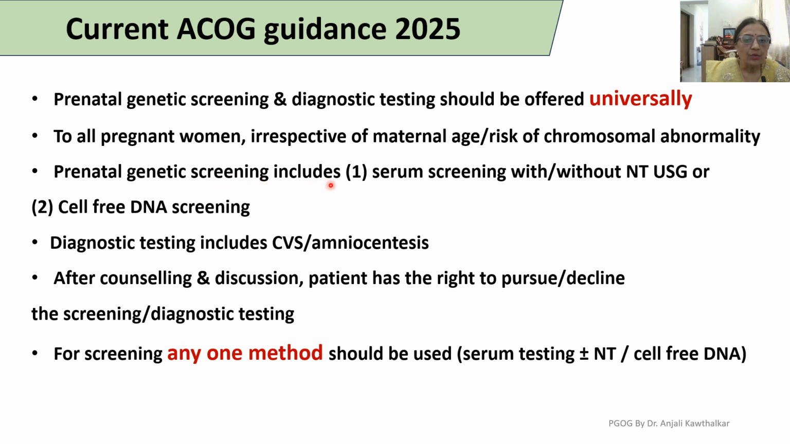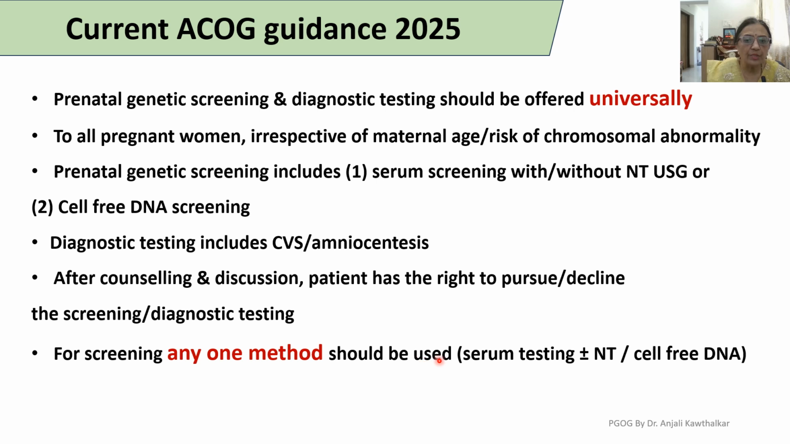Prenatal genetic screening now includes, number one, serum screening with or without NT by ultrasonography. That is what ACOG says. You can do serum screening with or without NT, or you can do cell-free DNA screening. Diagnostic testing includes either chorion villus sampling or amniocentesis. After counseling and discussion, the patient has the right to either pursue or decline the screening or diagnostic testing. That is the patient's choice.